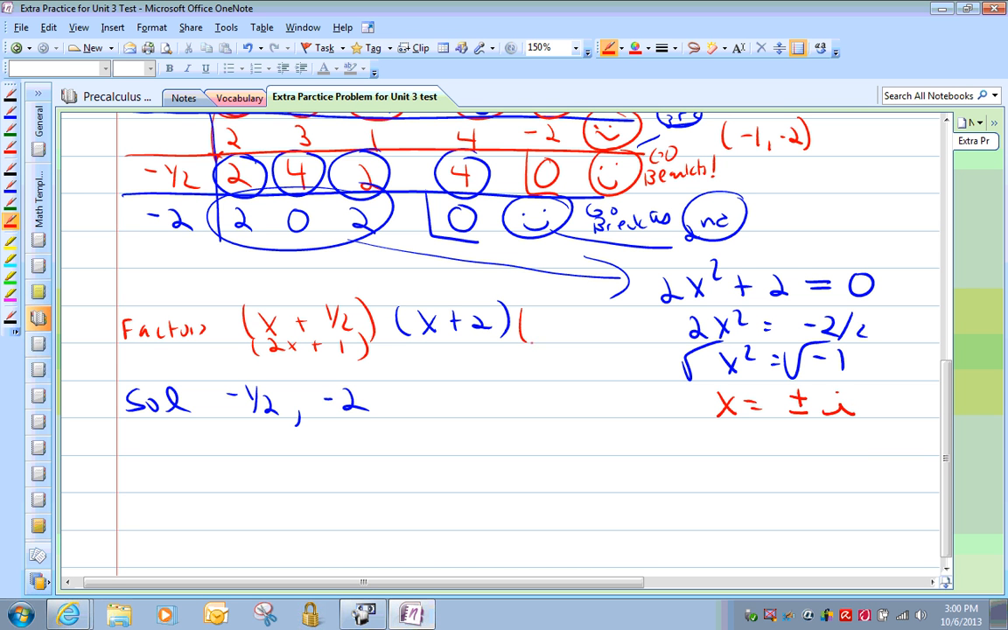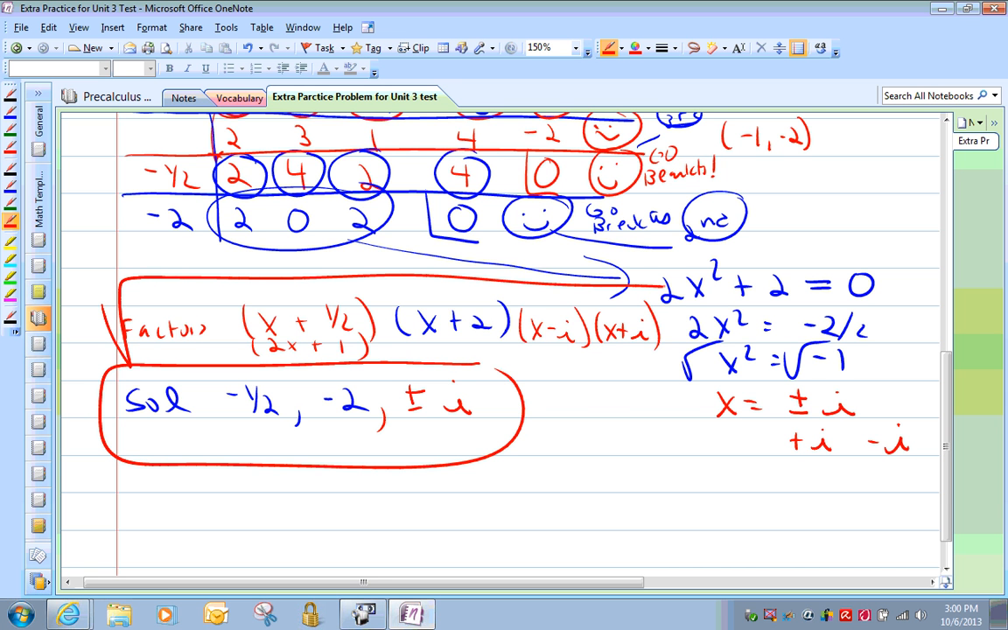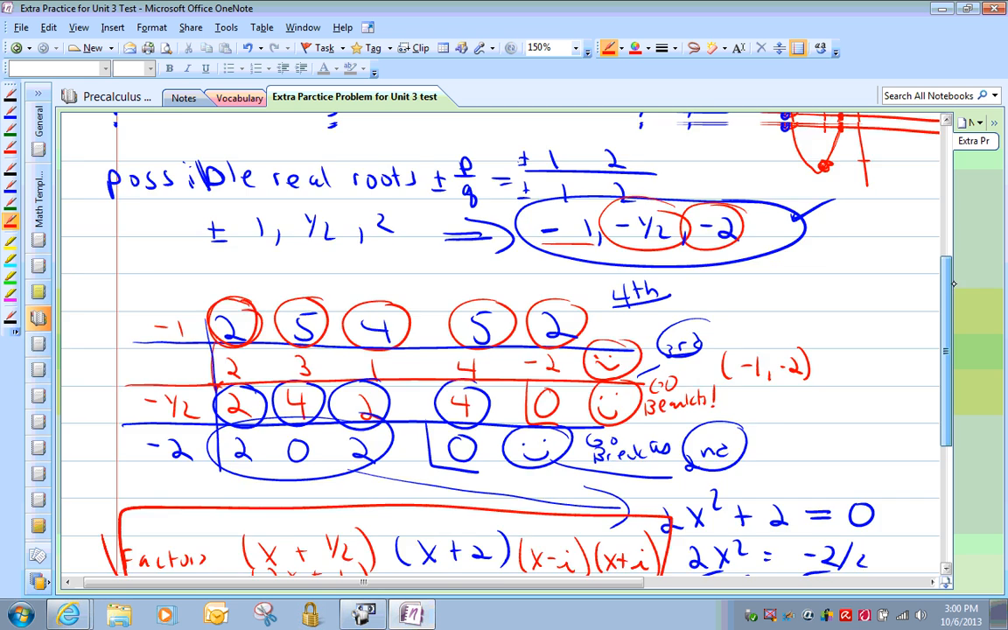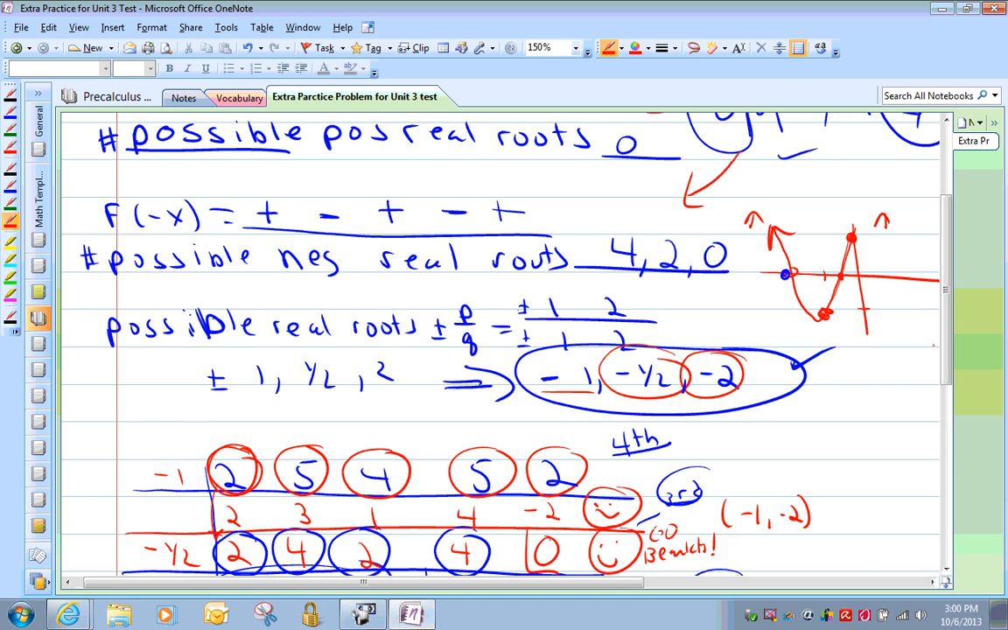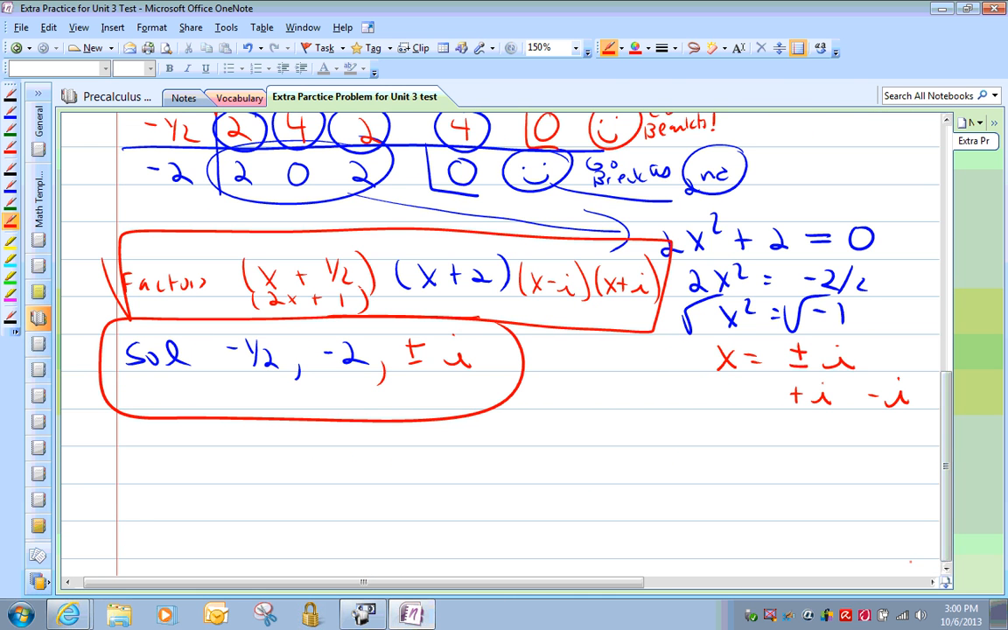If we're writing the factors, this is a positive i and a negative i. So we would have x minus i and x plus i. Those are our factors. And for our solutions, you could just write plus or minus i. There are our 4 solutions. There are our 4 factors. There's our Descartes chart. The chart yields this information. Sketching the graph helps us. And hopefully that will help you a lot.